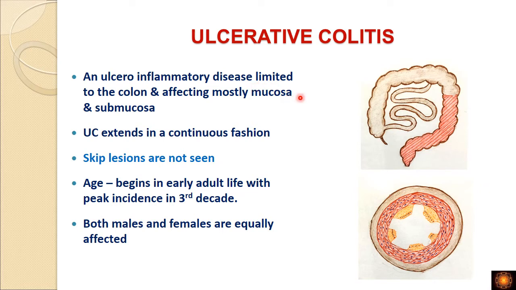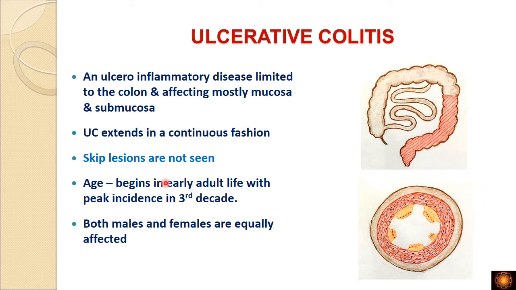the inflammation involves only the mucosa and the submucosa, and the way it involves the colon is in a continuous fashion, and it involves only the colon. Unlike Crohn's disease, where we have involvement of the colon and the small intestine also, in ulcerative colitis we don't have involvement of the small intestine. The inflammation is limited only to the colon, and as I told you, it is continuous. We don't have any skip lesions as we see in Crohn's disease.